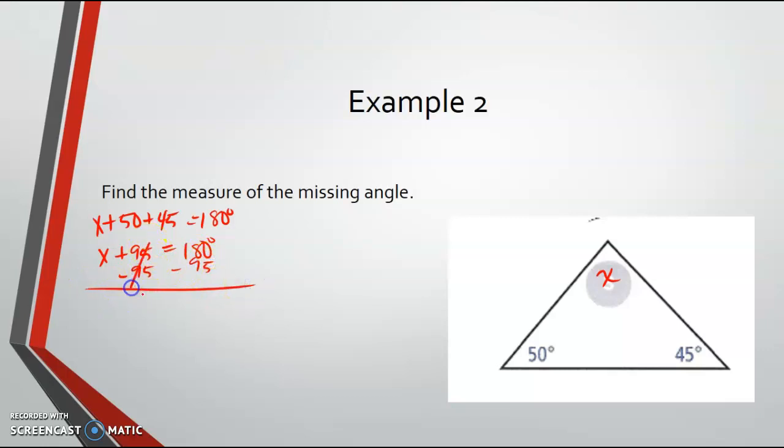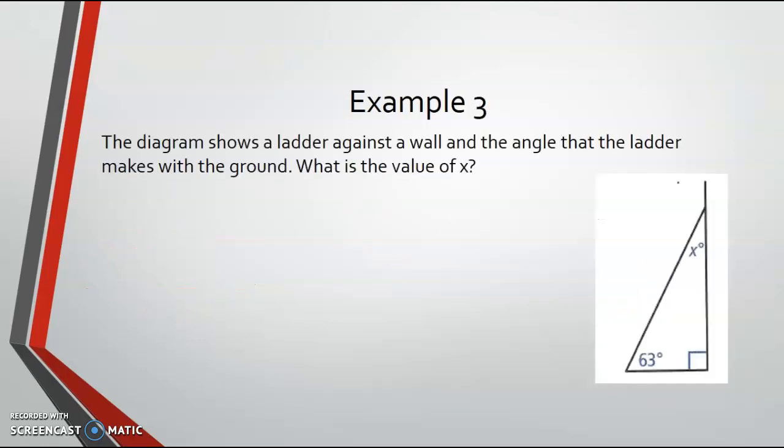So that makes this 0 here, and I'm left with just x equals 180 minus 95, which is 85 degrees. And so this angle 3 is 85 degrees. So those are the simple ones. And then here's another pretty simple one.